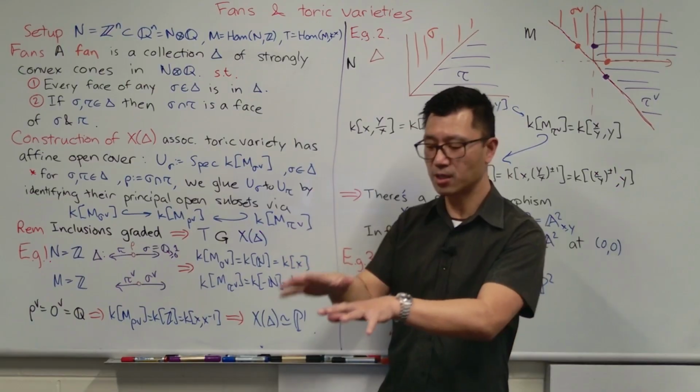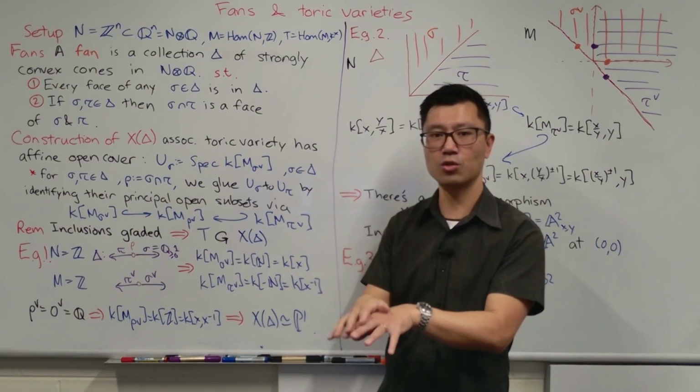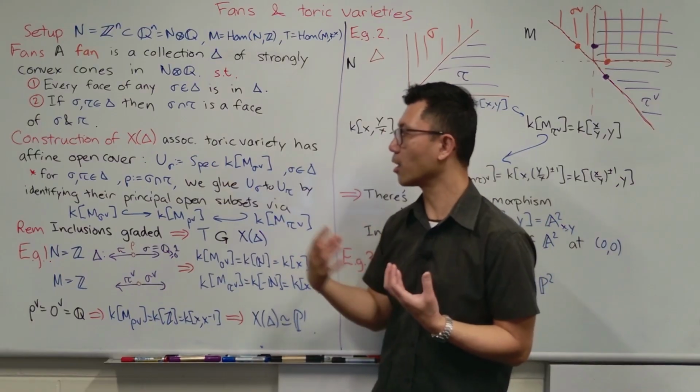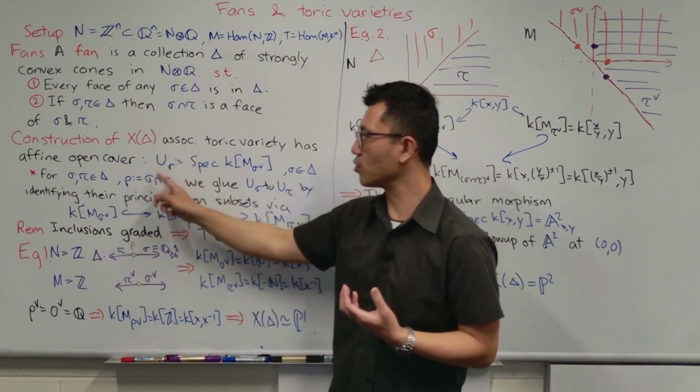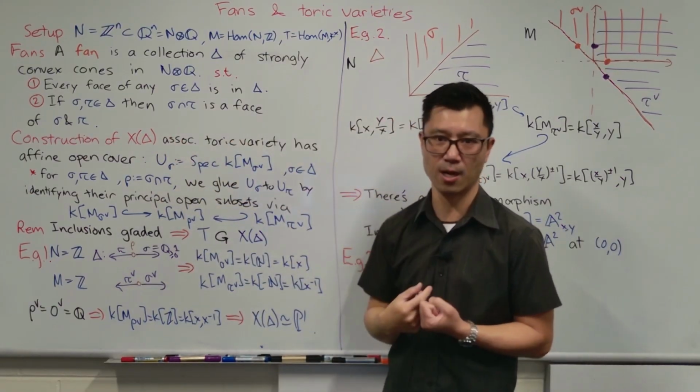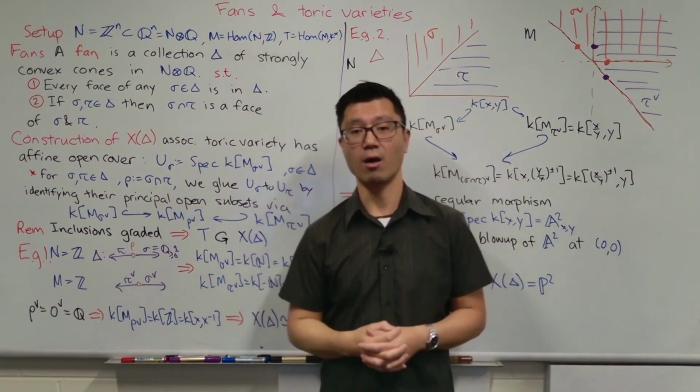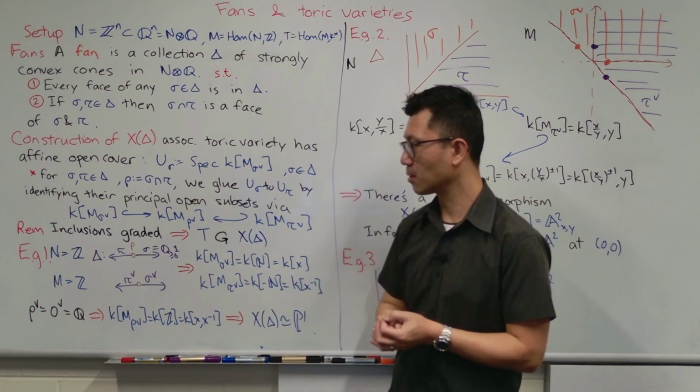We've identified open subsets of U sigma and U tau, and that identification gives us the gluing of one open subset of U sigma to one open subset of U tau. And we do that for all pairs sigma and tau, and then we get our variety.